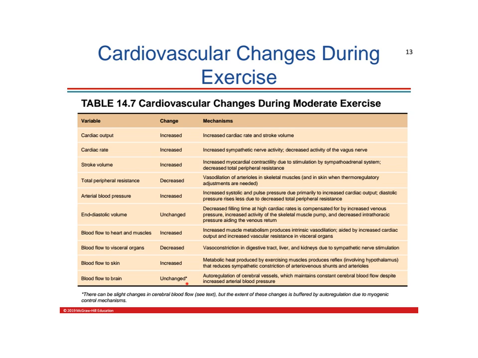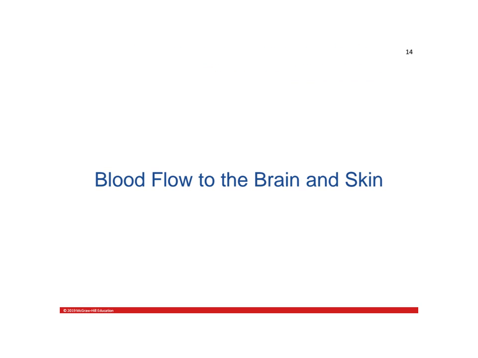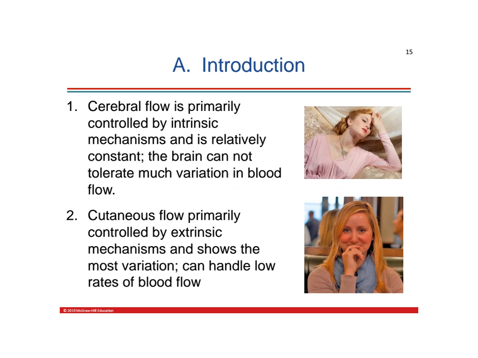Blood flow to the brain is unchanged, and this is due to autoregulation of cerebral vessels, which maintains constant cerebral blood flow despite increased arterial pressure. And that's something we'll also discuss more in a subsequent slide. We'll next look in some detail at blood flow in the brain and skin.